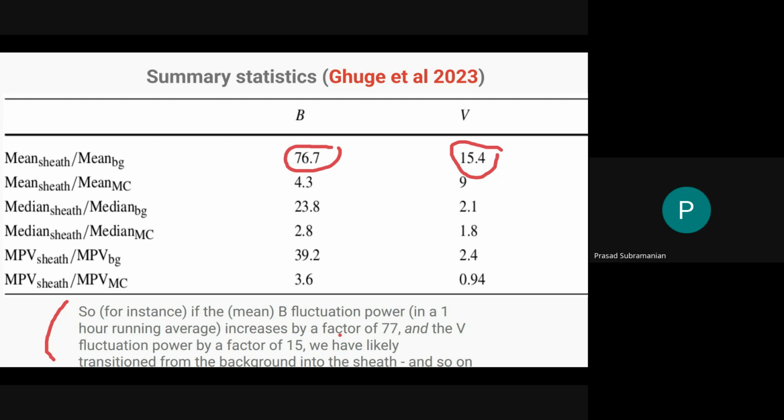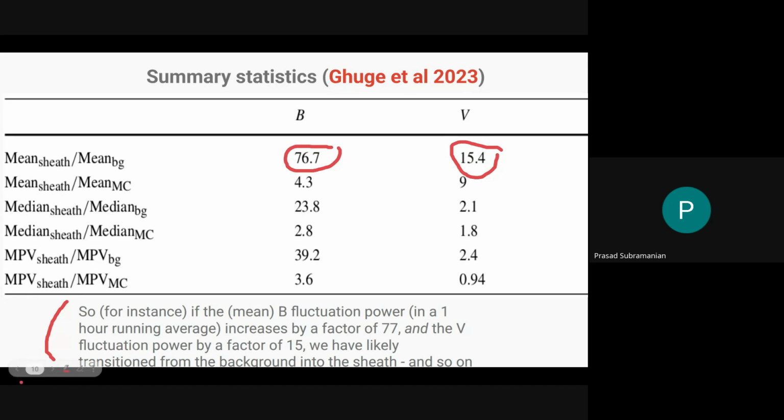Oh, well then we have a transition from the background into the sheet. If you want to make it even more robust, if this ratio is 70 and the ratio for the solar wind velocity is about 15, then we have likely a transition from the background into the sheet, and so on and so forth. So this is a useful way of determining when the spacecraft has likely transitioned from the background into the sheet and from the sheet into the magnetic cloud. The second one is not as dramatic, but inasmuch as the sheets are the leading parts of the CME structure that interact with the Earth's magnetosphere and spark off the geomagnetic storm, these numbers are probably the most useful.